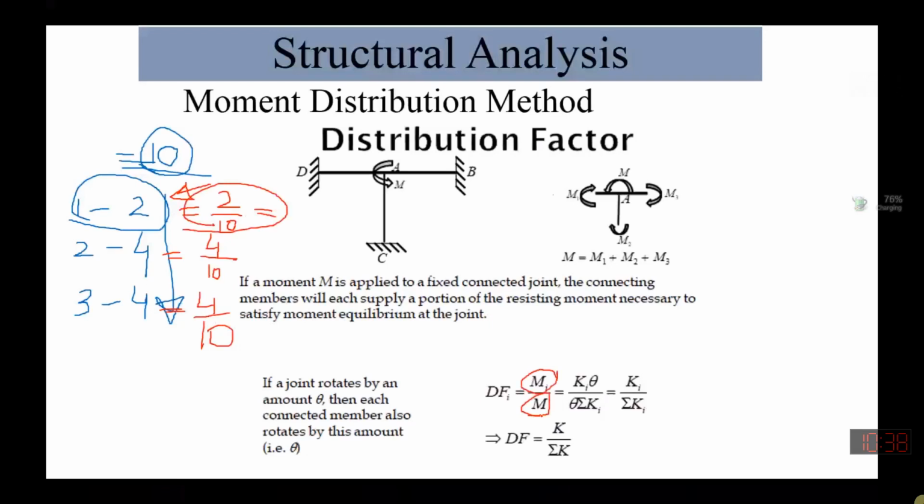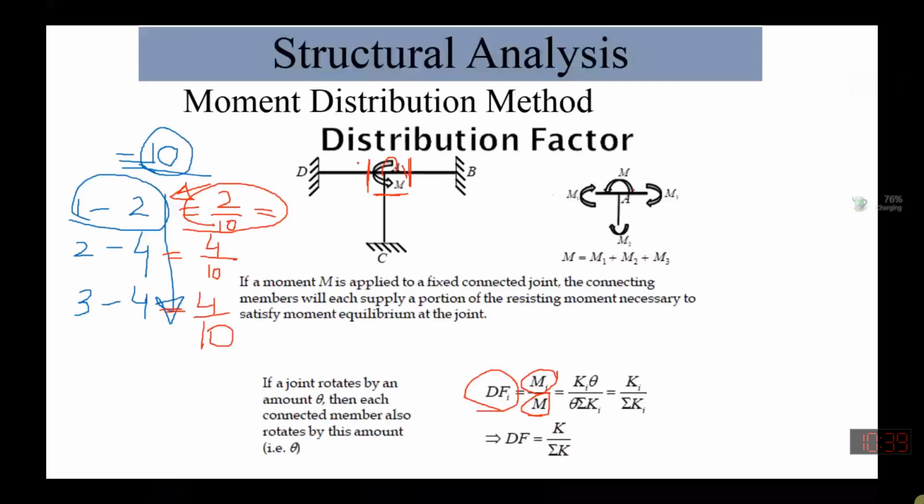Remember, students, this is a very important term: the distribution factor. The distribution factor is the moment on the joint, and it is distributed to the adjacent members. There are three members, 1, 2, and 3, to whom we have distributed this total moment. So the distribution factor is the factor through which moment is distributed from the joint to the adjacent member.